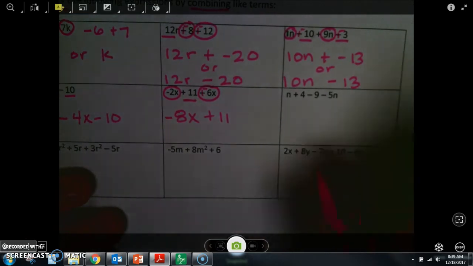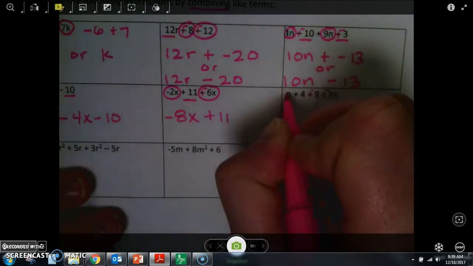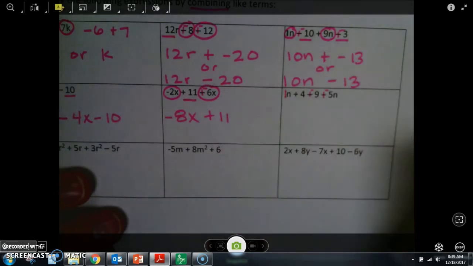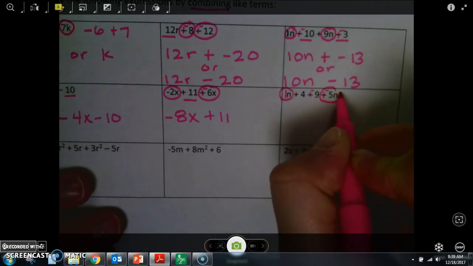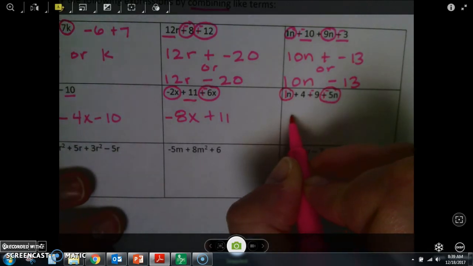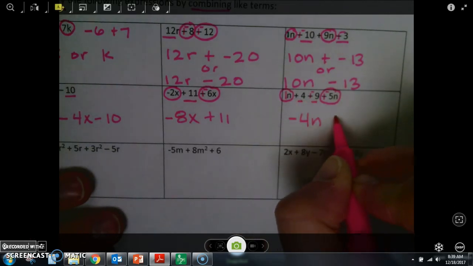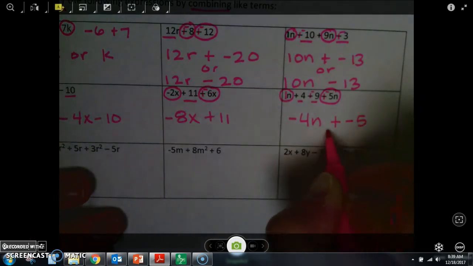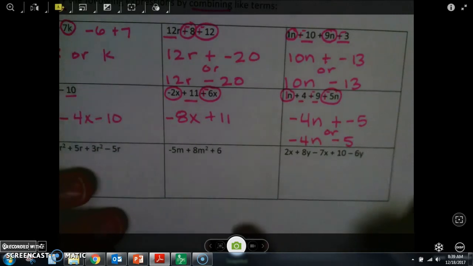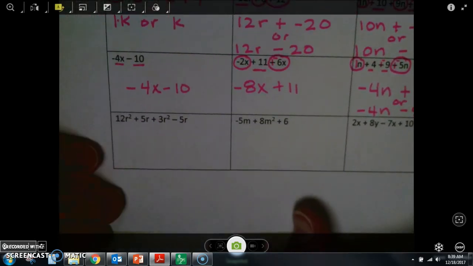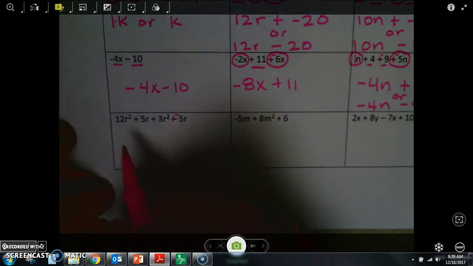Next one, I see some minus signs, so plus negative 9 plus negative 5, and in front of the first n here I can put a 1. So my like terms would be 1n and negative 5n, which makes negative 4n, and then 4 plus negative 9 is negative 5. So plus negative 5, or you could write it as negative 4n minus 5.